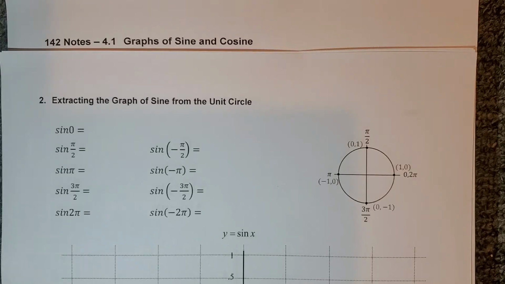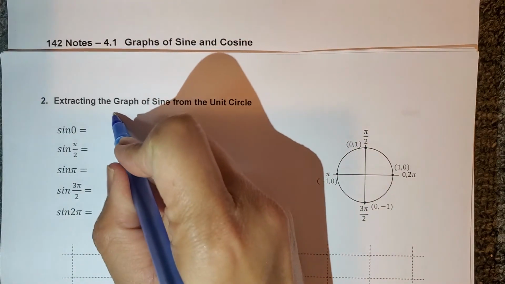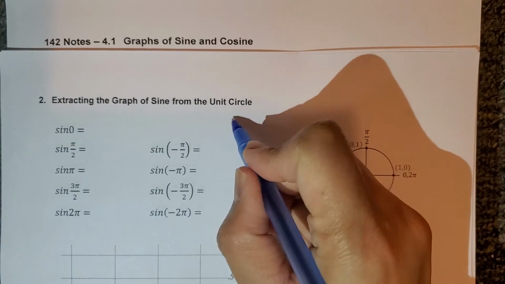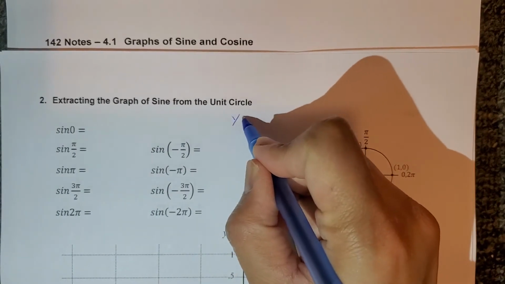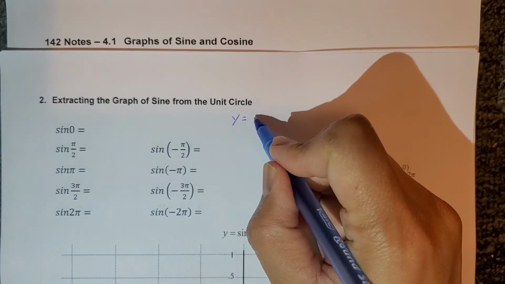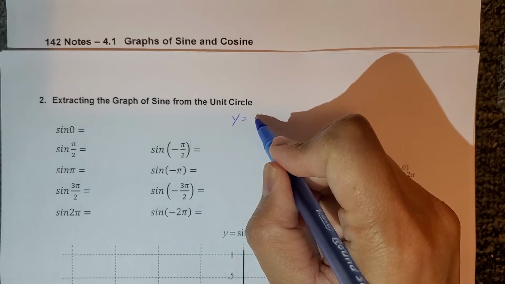Hi everyone, so today we're going to talk about chapter 4, which is about graphing of sine and cosine. We already finished chapter 3, so today we're going to learn how to graph the sine function and cosine function. As you remember, y is the same thing as sine, right?